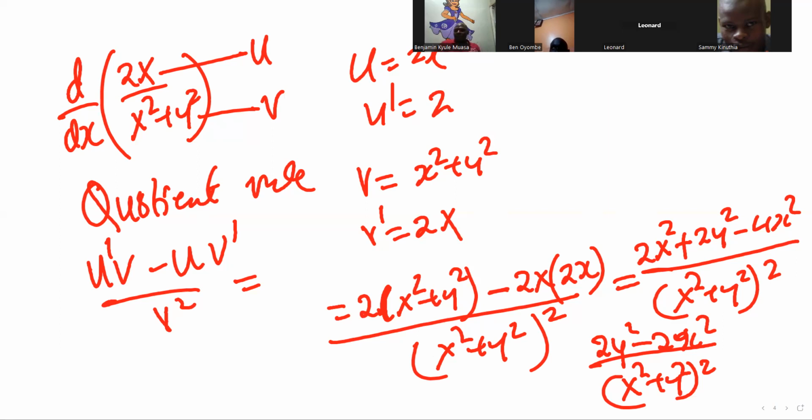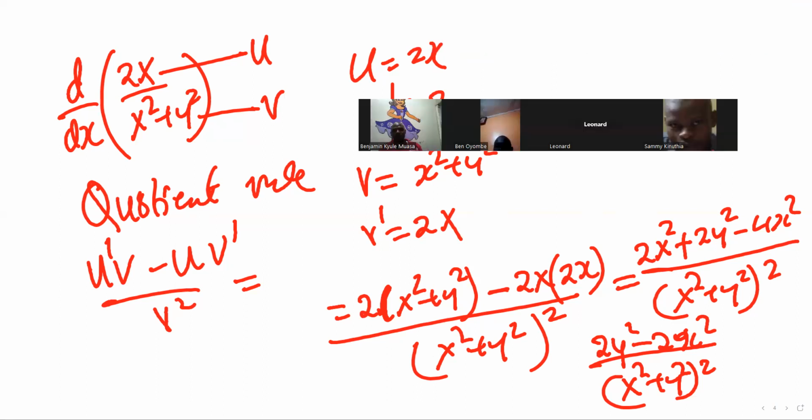So we want to find the residues and the poles.